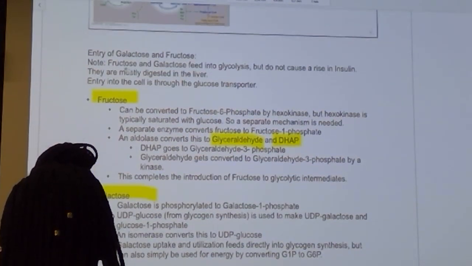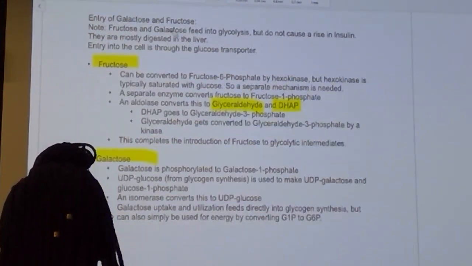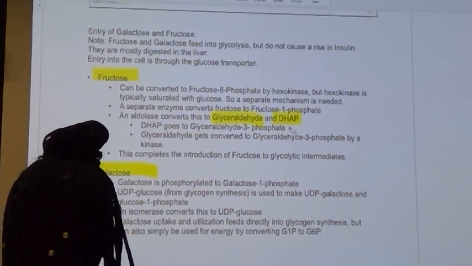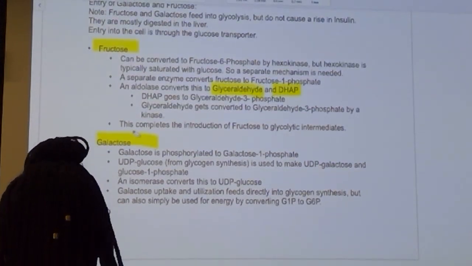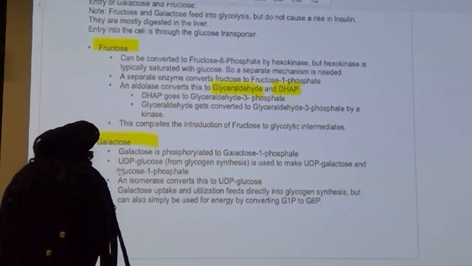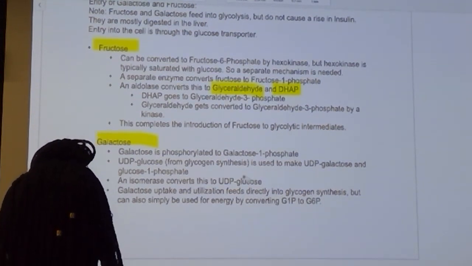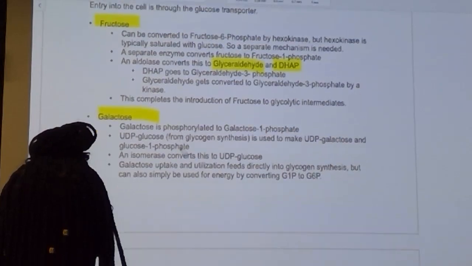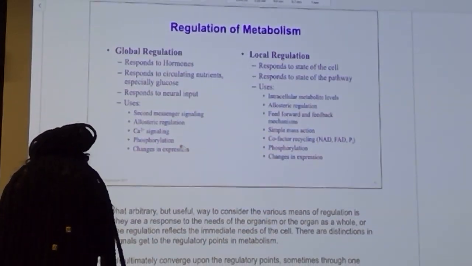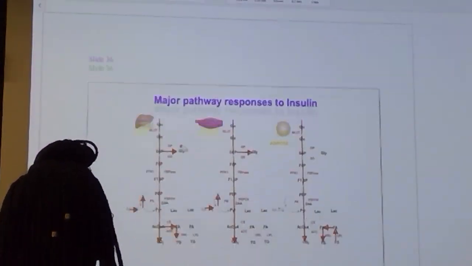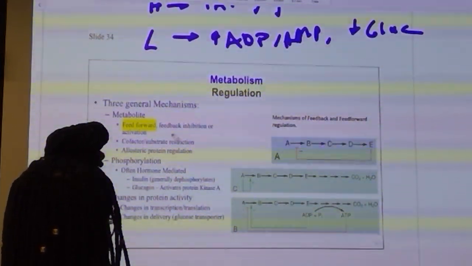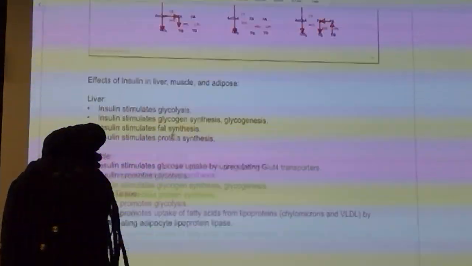Oh, and fructose enters glycolysis through glyceraldehyde and DHAP. Galactose enters glycolysis through glucose 1-phosphate, and then that gets changed to glucose 6-phosphate. Oh, and feed forward was the thing that I've been talking about. Products inhibit, substrates promote.